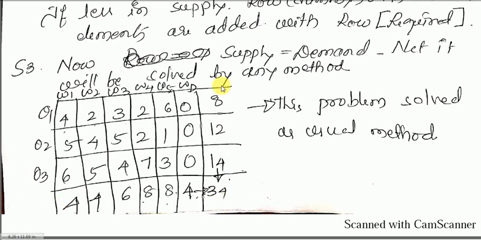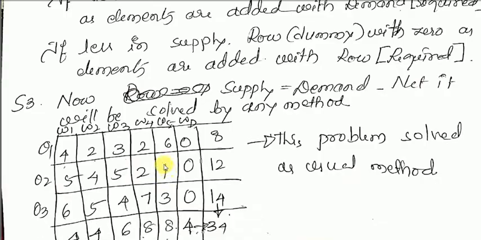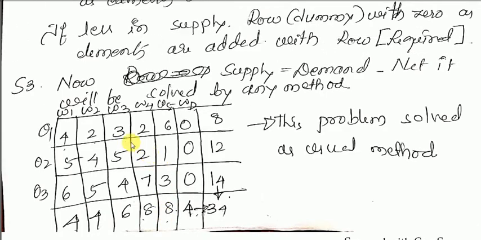I have written some theory part here. You just go through that. Here there is a lack in demand, because of that I have added a column. If there is a lack in supply, we have to add a row. That is the difference. Adding all these values from supply and demand, it should be equal to 34 only. So this is called an unbalanced type of problem.